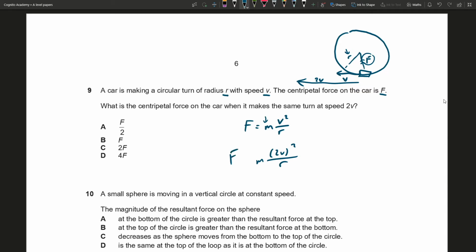So the new force, let's call this the old force, equals 4mv squared over r, which equals 4 times the old force. And our answer is D.